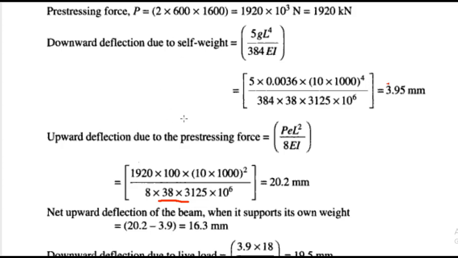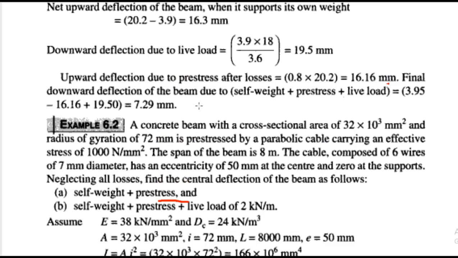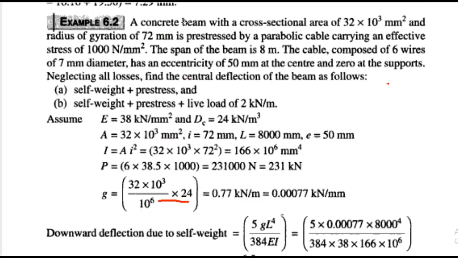In a similar way, we will try to solve one more problem based on this control of deflection. Coming to the next problem: a concrete beam with a cross-sectional area of 32 into 10 power 3 mm square and radius of gyration of 72 mm is pre-stressed by a parabolic cable carrying an effective stress of 1000 Newton per mm square. The span of the beam is 8 meter. The cable composed of 6 wires of 7 mm diameter has an eccentricity of 50 mm at the center and 0 at the support. Neglect all the losses.